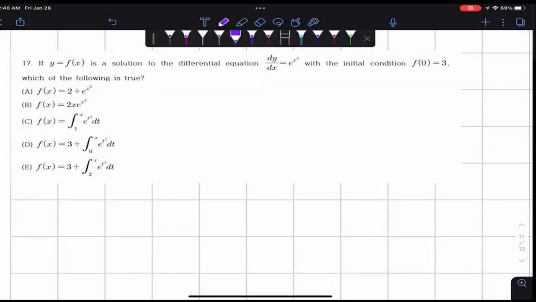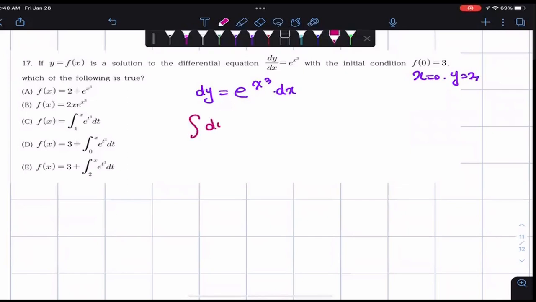Look at problem 17. If y = f(x) is a solution to the differential equation dy/dx = e to the power of x cubed with the initial condition x = 0, y = 3, which of the following is true? Okay, let's apply the separable method. dy = e to the power of x cubed dx. Apply the integral on both sides: integral dy + C1 = integral e to the power of x cubed dx + C2.